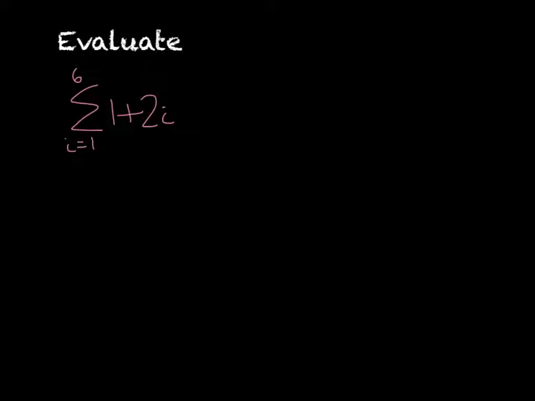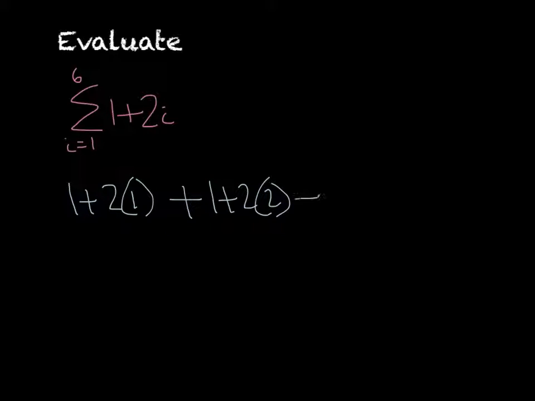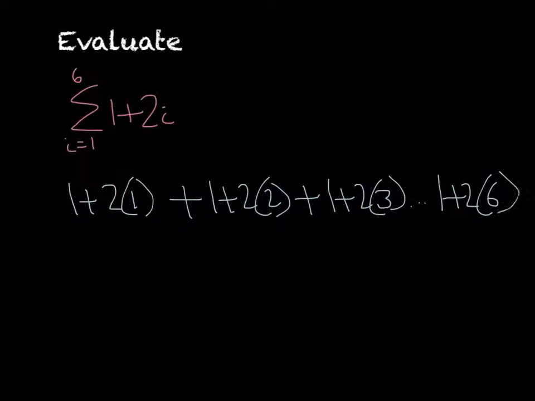We want to evaluate this in sigma notation. So what we can do is start with I equals 1 and plug in the function. So 1 plus 2 times 1. Then we're going to add that to 1 plus 2 times 2, 1 plus 2 times 3, and go all the way down until 1 plus 2 times 6. This means that our first term is 3, 5, and we're going to go down until 13.